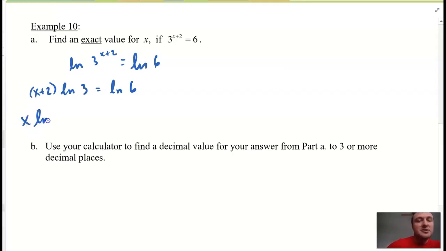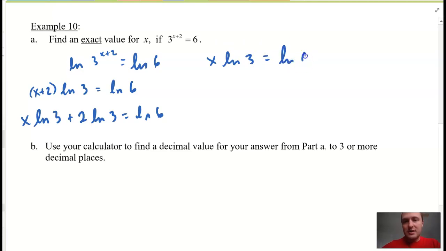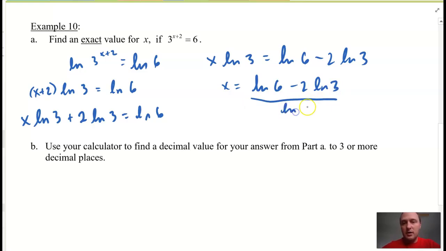The reason I tell you to put parentheses is because you have to distribute this. Expand it out: x times the natural log of 3 plus 2 times the natural log of 3 is equal to the natural log of 6. Now I want to solve for x, so I'm going to shuffle everything that doesn't have an x in it over to the other side. So x natural log of 3 is equal to the natural log of 6 minus 2 natural log of 3, and now I'm going to divide by the natural log of 3. So x is equal to natural log of 6 minus 2 natural log of 3, all over ln of 3. And ta-da, there is the exact value.